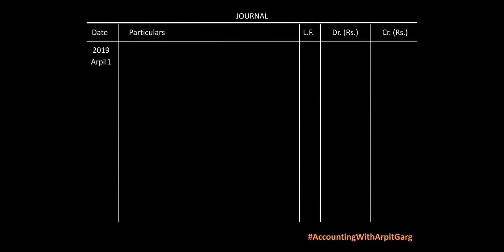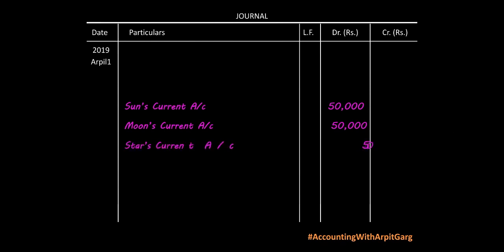Make a format for the journal entry. Now make a bigger one, because for everything we will pass an entry. So first thing, we distributed profit wrong. That means we distributed equally. So we will take from partners. While taking, first Sun's current account will be debited rupees 50,000. Moon's current account debit 50,000. Star's current account debit 50,000. As we are taking, remember 150,000 divided by 3, 50,000 we will take from partners.